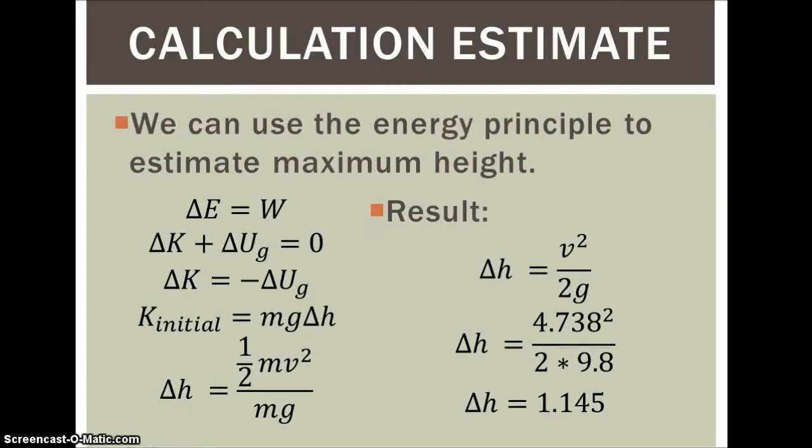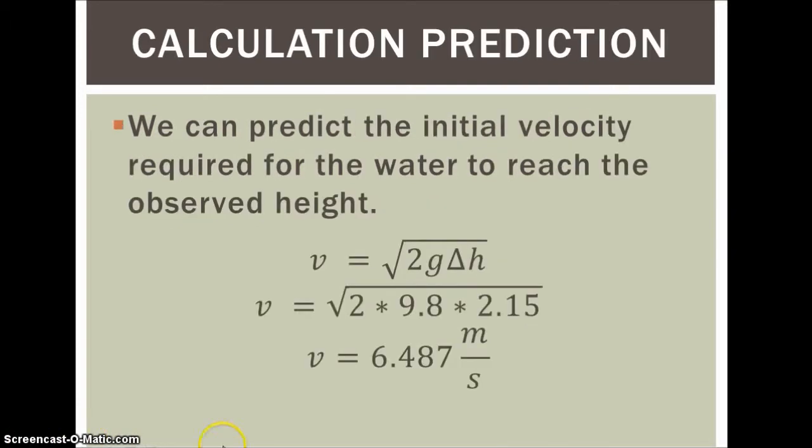We can also use our data and the energy principle to estimate the maximum height based on the initial velocity plugged into our model. And indeed, this is the maximum height that our code outputted. If we flip the equation around, we can figure out what initial velocity was needed for the actual water to reach the height it did. So following this calculation, we know that the water had to be moving at about 6.5 meters a second at some point during the jet to be able to reach 2.15 meters in the air.